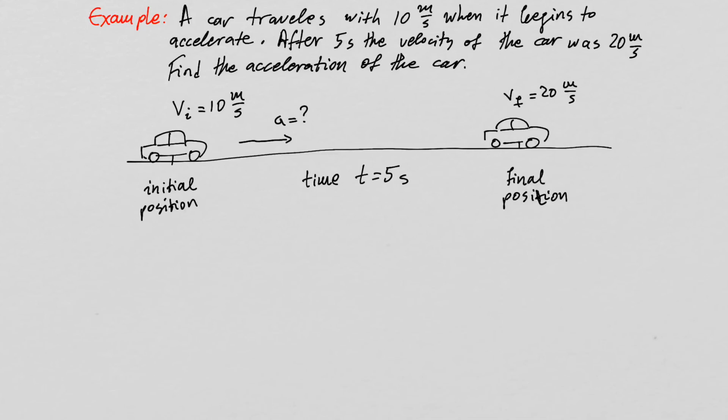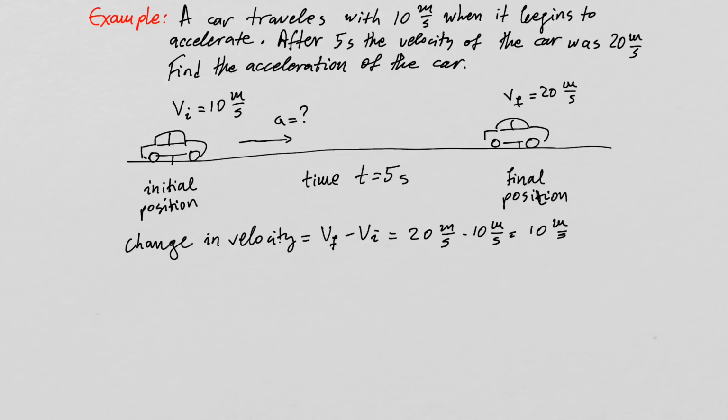Well, I know that the acceleration was defined as the change in velocity. So what is the change in velocity here? Well, this is simply the difference between the final value and the initial value of the velocity. So V sub F minus V sub I. So this is 20 meters per second minus 10 meters per second. This is equal to 10 meters per second.